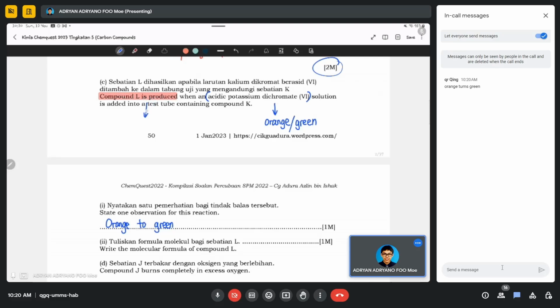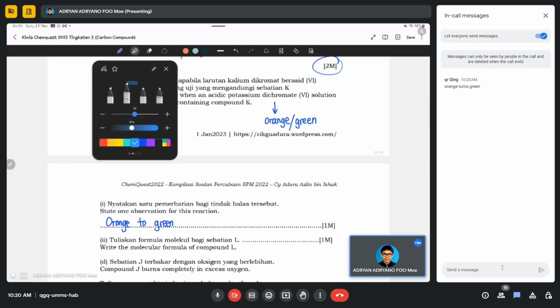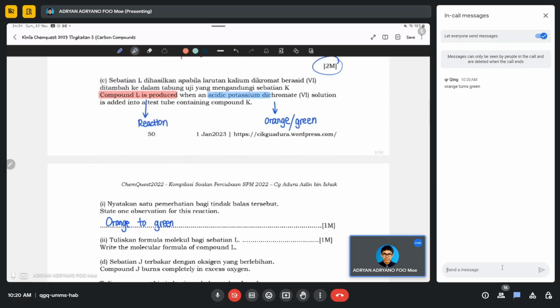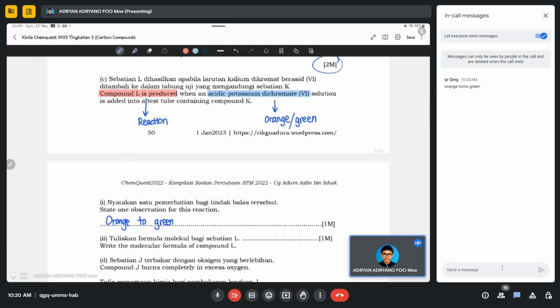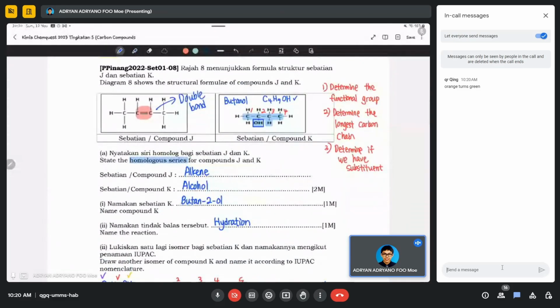Good. 就是这样罢了。所以 whenever you see potassium dichromate(VI) and then 你看到它有 reaction 进行，因为它都已经讲了嘛 compound L is produced, meaning that the reaction exists. So whenever there is a reaction and it involves potassium dichromate(VI), you no need to think much. Definitely have reaction, so definitely it will change from orange to green. That's it. So you no need to memorize. It's more like you practice. Okay, so answer is orange to green.